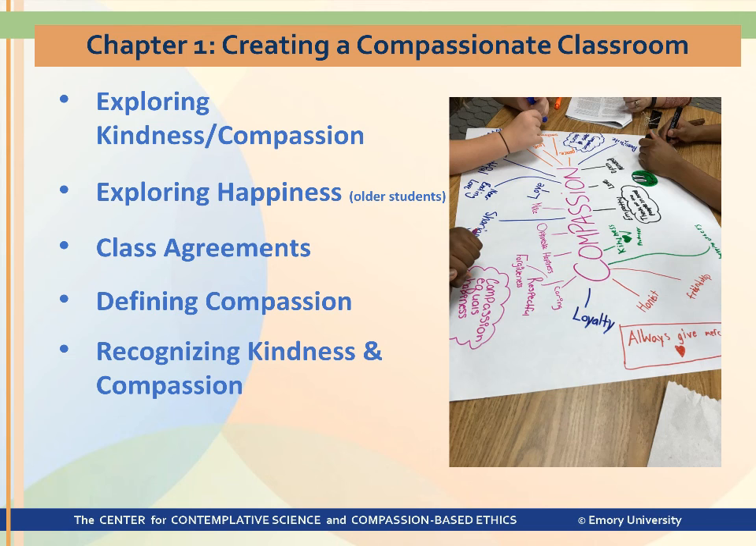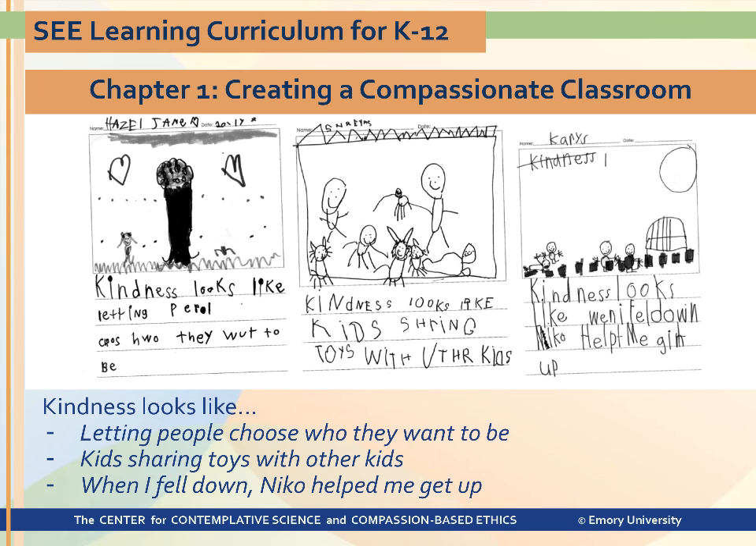This is an example of student work from Chapter 1. This is work created by 5 and 6-year-olds, illustrating what kindness looks like to them. Students create their own definitions of kindness and explore what it may look like in their environment.